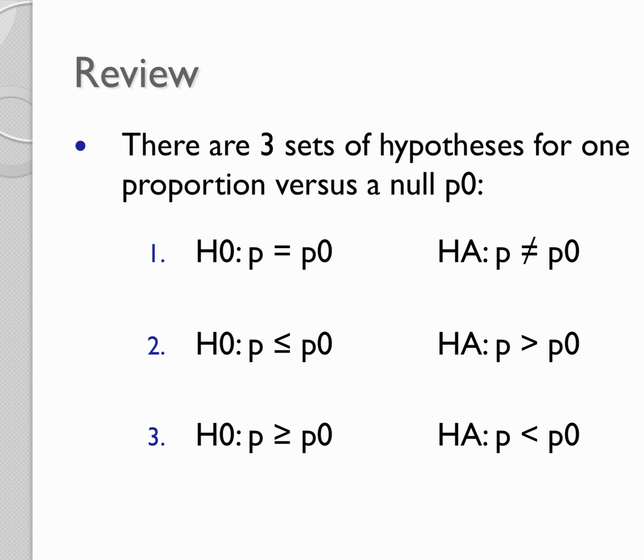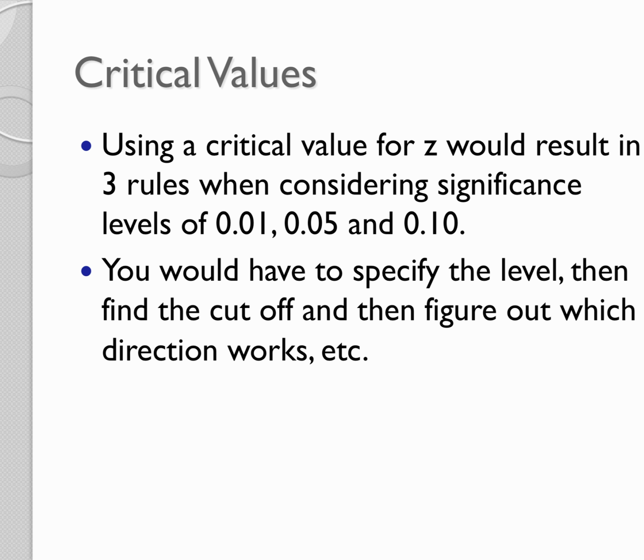So if you recall back to the null and alternative hypotheses for a single proportion versus a null proportion, we either had equal to, not equal to, less than or equal to versus greater than, or greater than or equal to versus less than. And we used a critical value originally to look at z statistics, but you can also set an alpha level and use p-values. And that's much simpler because you don't have to continue looking up z-values in tables. You can simply get the p-value out of your software and continue to use the universal decision rule based on alpha.